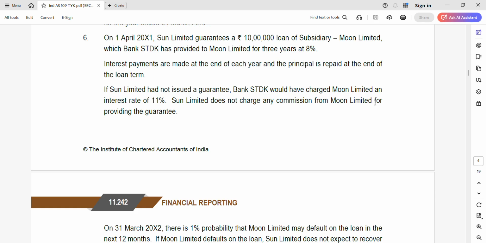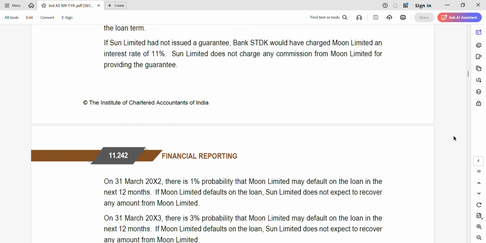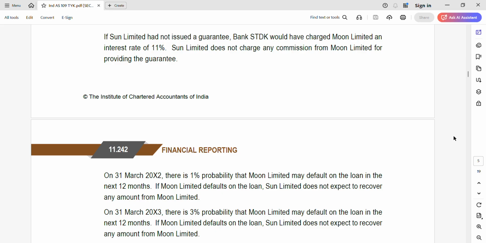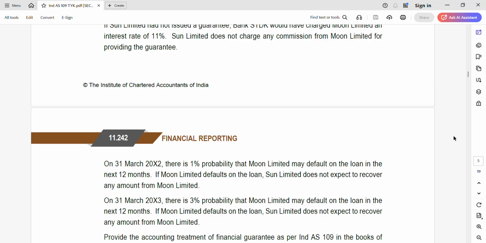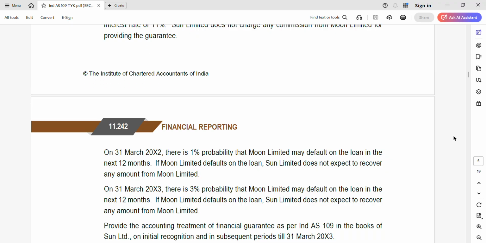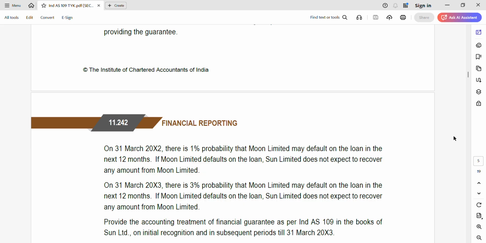So now let's quickly take a look at the question and go step by step, so that it will be very handy for you before the exam day. Sun Limited guarantees a rupees 10 lakh loan of its subsidiary, which bank STDK has provided to Moon for 3 years. If Sun Limited had not guaranteed, the bank would have charged what we just saw. And on 31st March 2022, there is a 1% probability that Moon may default on the loan in the next 12 months, and on 31st March 2023 there is 3%, the 1% has become 3% now. Provide the accounting treatment of the financial guarantee in the books of Sun Limited on initial recognition and in subsequent periods till 31st March 2023.